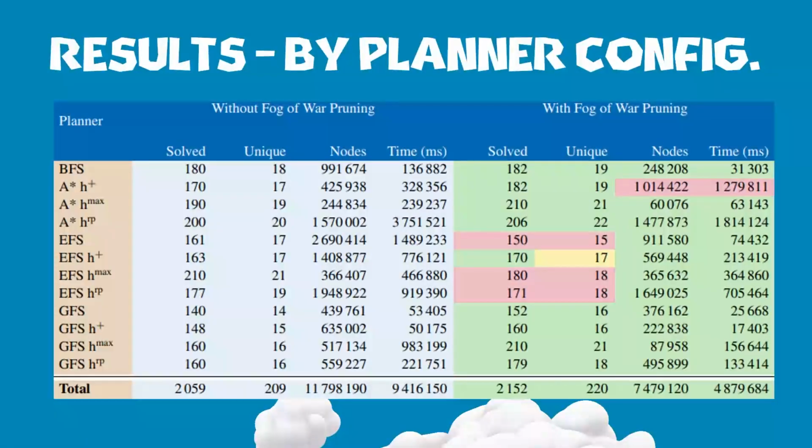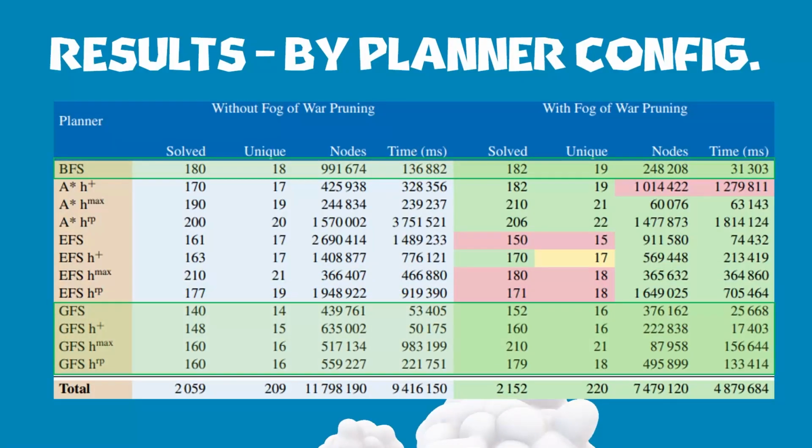As you can see, we group the data here by planner configurations. On the left side, you see the non-Fog of War variance or the baseline, and on the right in green, red, and yellow, the Fog of War variance. Green means improvement, yellow means no change, and red means decrease in performance. Many data points are green, so our results show that Fog of War pruning improves the planner performance for most configurations.